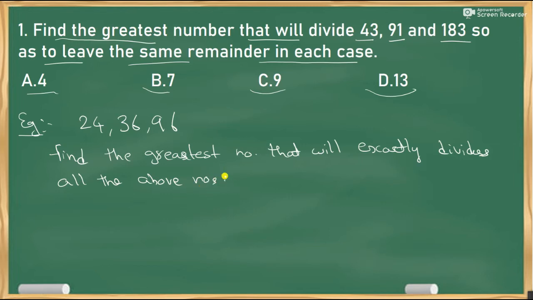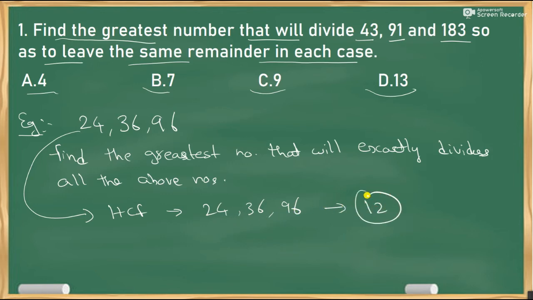That's it. Find the greatest number that will exactly divide all the above numbers. So indirectly they are asking you to find the HCF of these numbers, that is 24, 36, 96. If you're good at the multiplication table of 12, you'll see 12 goes with everything. So 12 is the HCF. It's quite simple, easy to calculate for this.